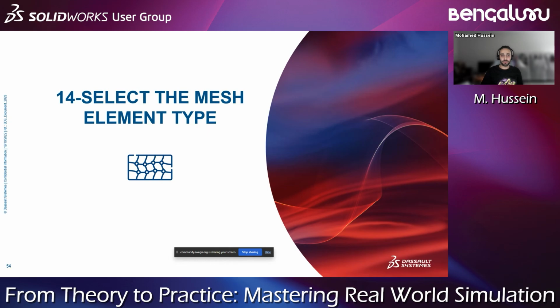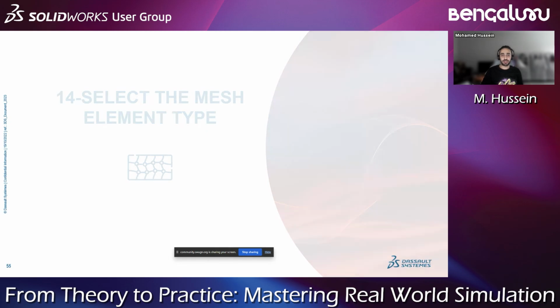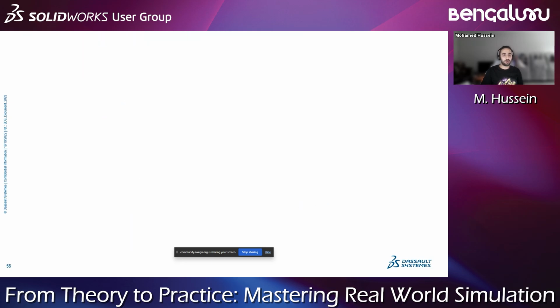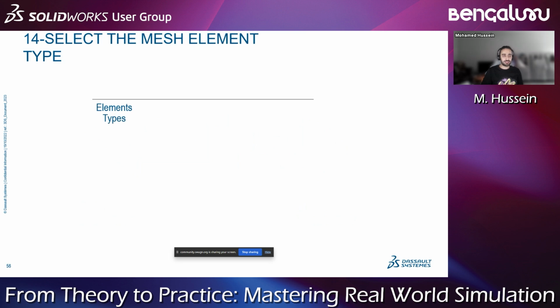So one of them was how to select the mesh element types. Let's first define that fewer elements mean that you are solving your problem faster, but most probably less accurate. More elements means that you are solving slower, but most probably more accurate. So what will be the optimum? The optimum is to understand the three different types of elements.